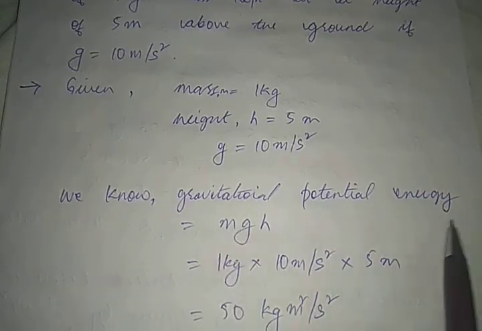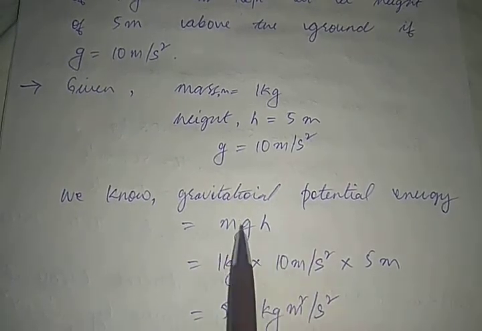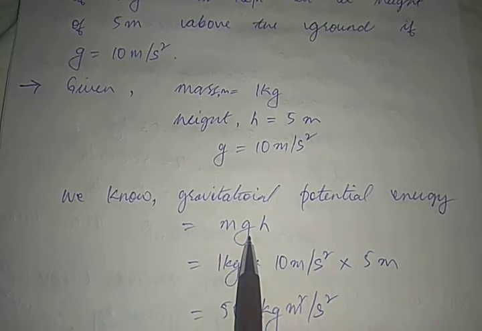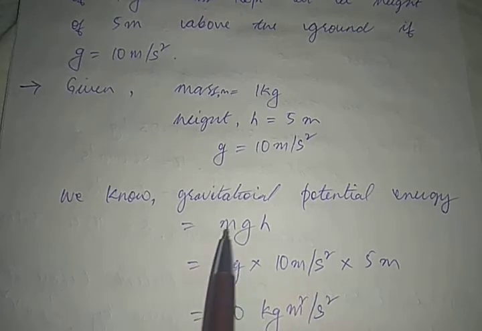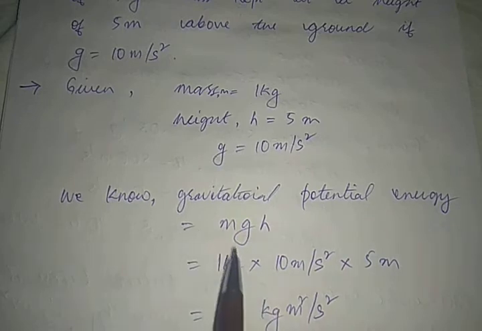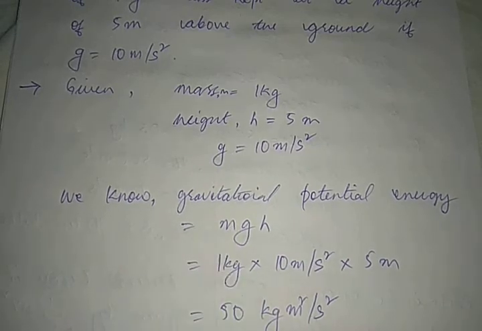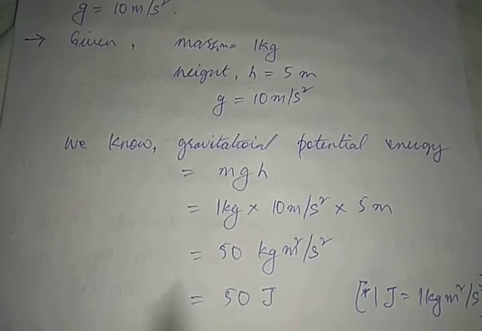Remember, gravitational potential energy is given by mgh, the product of the mass, the acceleration due to gravity, and the height. The higher a body having a certain mass is from the ground, the more is its potential energy. And if we are talking about the same height, two different bodies having different masses will have different potential energy, of course. The one having greater mass will have a greater potential energy. So this is a very simple problem.